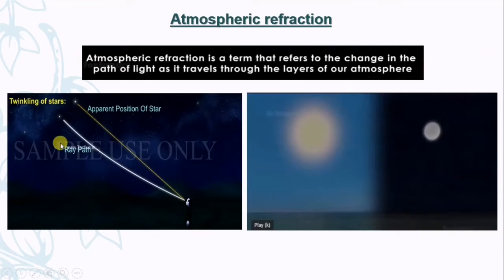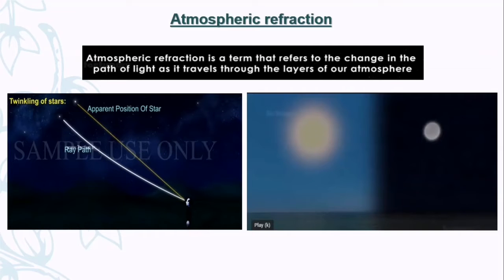Today's part is about applications of this total internal reflection in our everyday life situations. The first one is about the twinkling of stars. Have you ever wondered why the twinkling of stars occurs? Also, girls, we have other situations that occur because of this refraction.